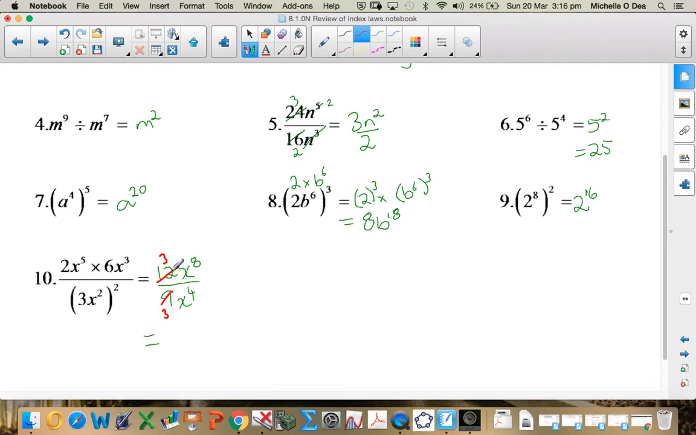So 3 goes into 12. Oops, sorry, I made a little mistake there. 3 goes into 12 4 times. Let's get that pen back. And 3 goes into 9 3 times. Here we can then just either think of it as cancelling or use, because when it's a fraction it's the same as dividing, we can subtract the powers. We have the bigger power on top, so that would stay in the numerator. 8 minus 4 is 4, and we still have that 3 in the denominator.